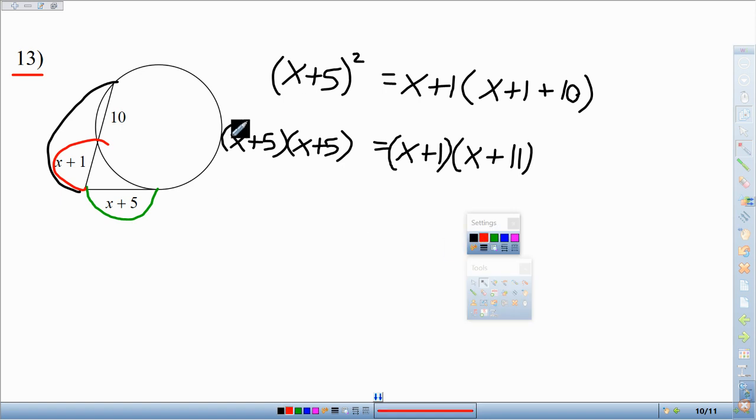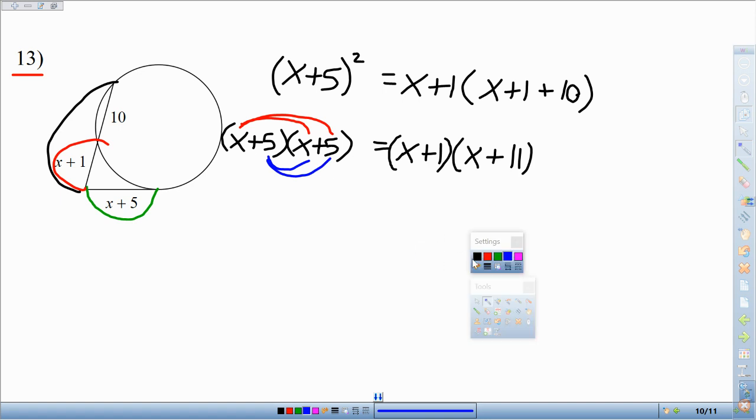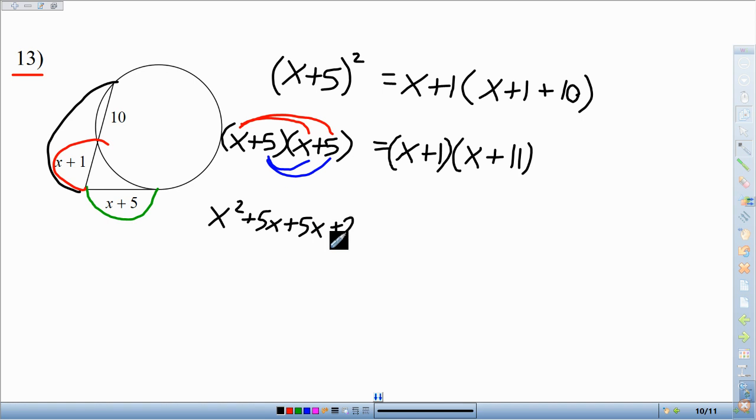We have a bunch of distribution. So I'm going to distribute the x, and then I'm going to distribute the 5, and then we'll do the same thing on the other side. Let's start with the x. X times x is x squared. X times 5 is a positive 5x. 5 times x gives us another 5x. 5 times 5, 25.